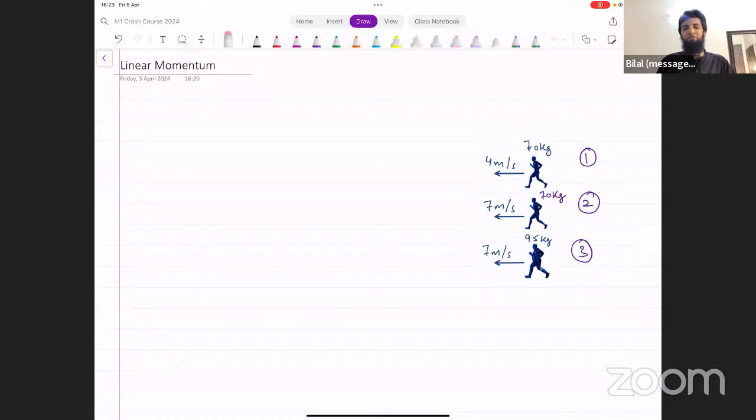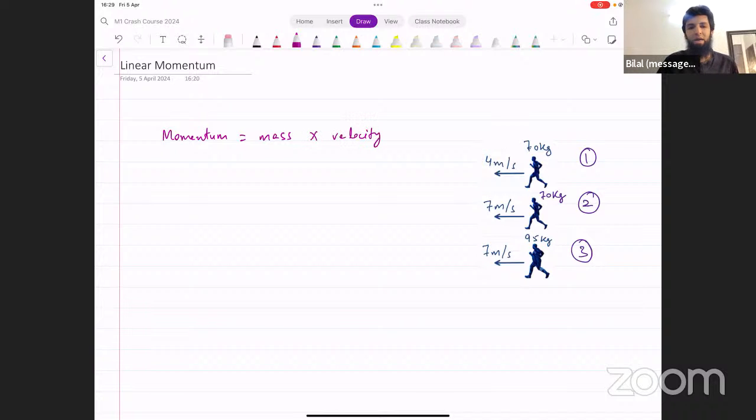Now, how do we quantify this? Logically, we understand that a greater velocity means greater momentum, and a greater mass means greater momentum as well. So momentum is defined like this. This is the formula that we've got for momentum. Momentum depends on two things, and it is equal to mass times velocity.